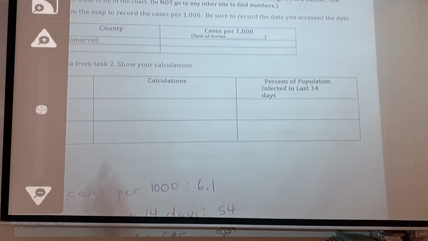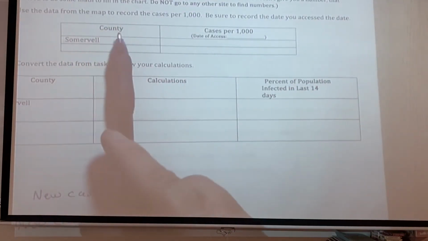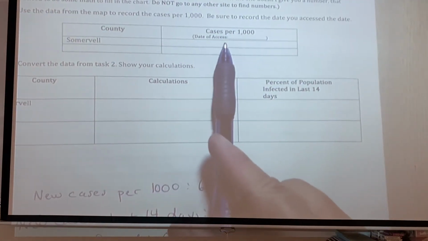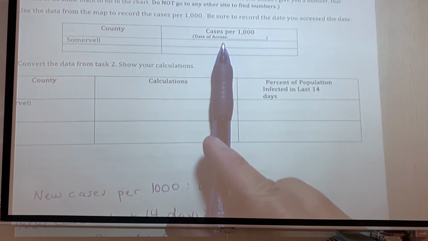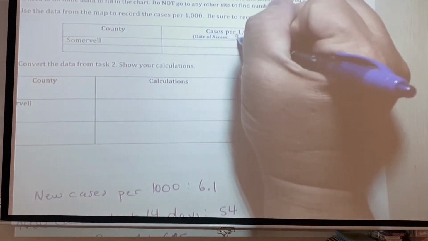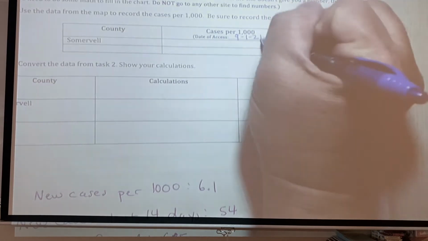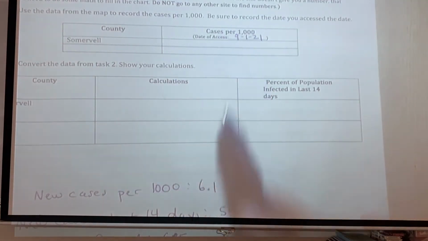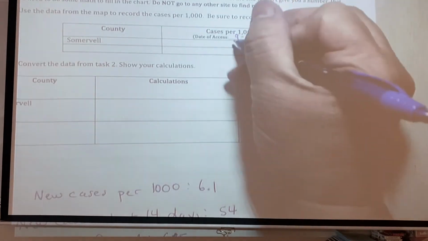So the first thing I'm gonna do is, your first little box you're gonna fill in is the cases per 1,000. First, you need to tell me what date you accessed it, because each day it may change because it's looking at the last 2 weeks. So you need to tell me first what day you did it on. So if you're doing it today, then you're gonna write 9/1/21. But if you wait till Friday to do it, then you need to write Friday's date. Okay, then Somerville County, the cases per 1,000 is 6.1.